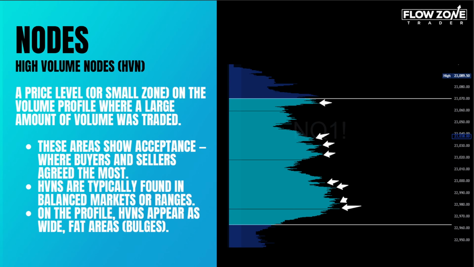And these areas show acceptance, where buyers and sellers agreed the most because they've transacted there the most. And high volume nodes are typically found in balanced markets or ranging markets. And on the profile, high volume nodes appear as wide, fat areas. Now you can see that here. They extend further right and they have large amounts of volume, all right? And you'll see that they have big peaks in them. It's very easy to see a high volume area.